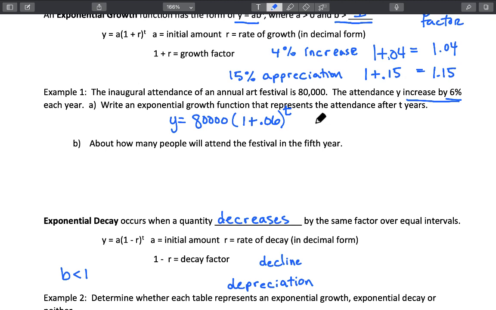All right, so if we want to evaluate this now for the 5th year or make a prediction how many people will be in attendance in that 5th year, then we're going to multiply 80,000 times 1.06 to the 5th power. We're going to let our calculators do that for us, and our calculators will follow the correct order of operations, which will be to do the exponents first, then multiply by 80,000. That's going to result in 107,058 attendees. All right, so that's exponential growth.